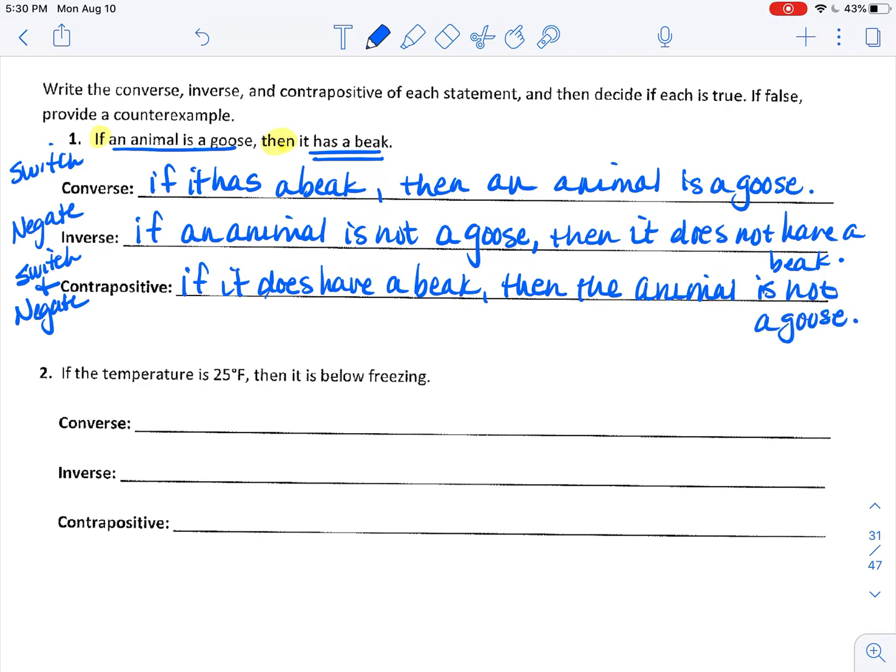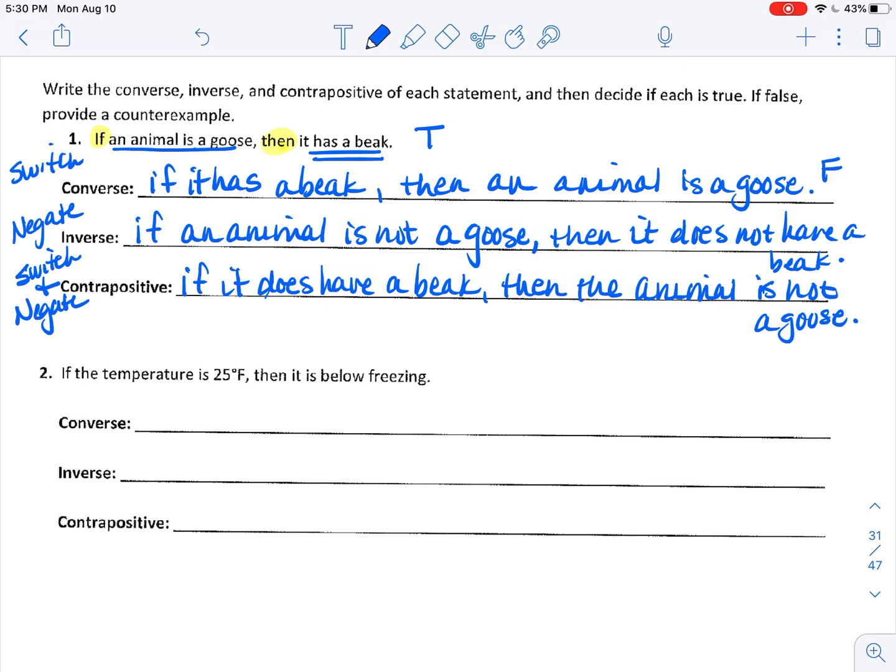So what do you think about the truth value? Let's go back to the conditional statement. If an animal is a goose, then it has a beak. That's true. The converse, if it has a beak, then an animal is a goose. That's false. There's lots of birds that have beaks, but they are not gooses or geese.